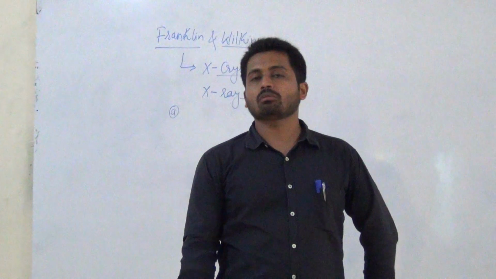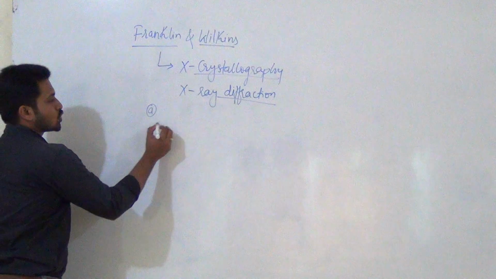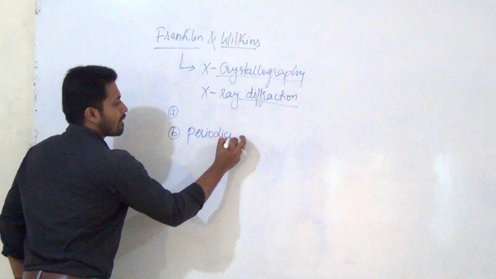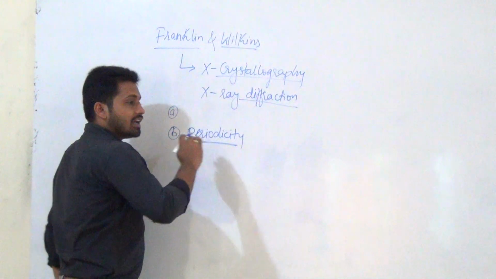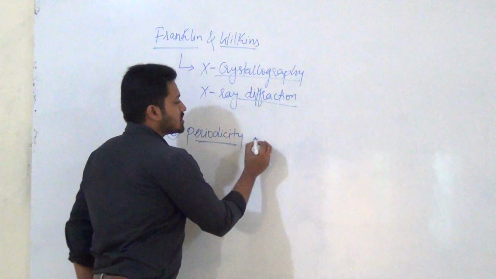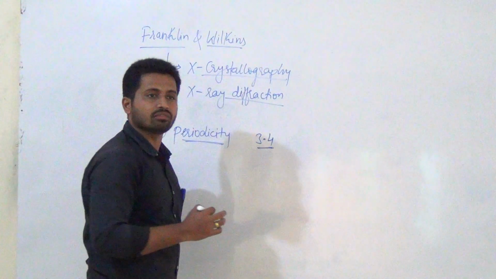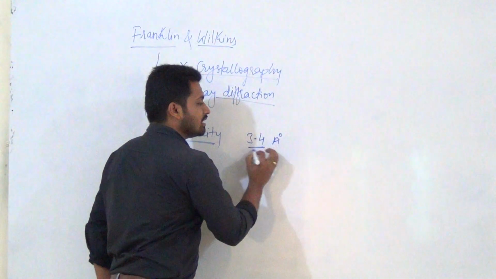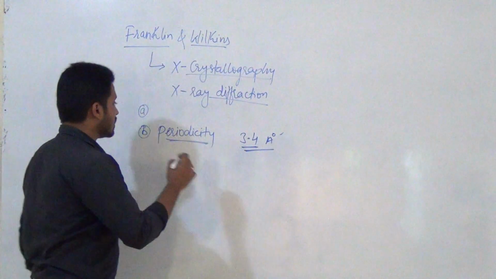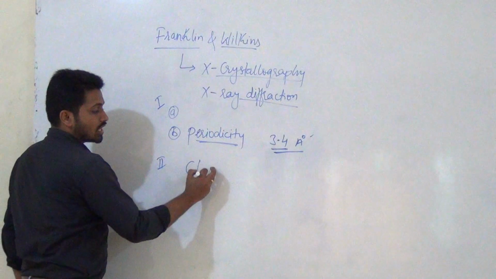And the second information given by them is that there are some bands which show periodicity. Periodicity means there are some bands between the two strands of DNA which are at a regular distance, at a proper distance, showing 3.4 angstrom. We discussed this in the diagram in the last class. That is it. This was the first study, and the second study was given by Chargaff.